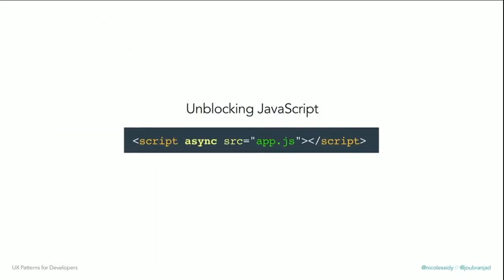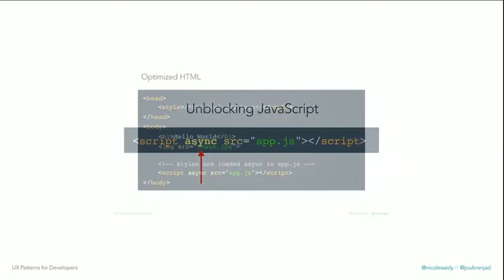And for JavaScript, unblocking JavaScript is much easier. You just add the async attribute on the script tag. Now this works if you have only one script tag. If you've got multiple ones and you need to guarantee execution order, you have to use the defer attribute, in case your scripts depend on each other.